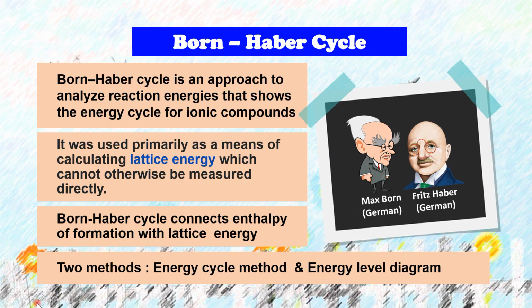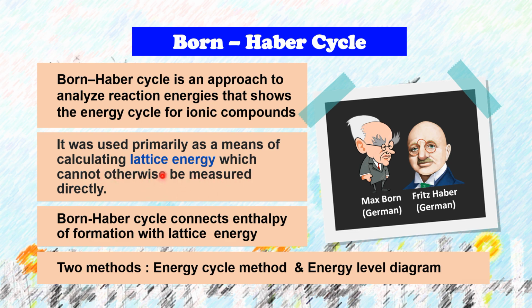Okay, now we move to Born-Haber cycle. The Born-Haber cycle is named after two German scientists, Max Born and Fritz Haber, a combination of both German scientists. So the Born-Haber cycle is an approach to analyze reaction energies that shows the energy cycle for ionic compounds. It was primarily used as a means of calculating lattice energy, which cannot otherwise be measured directly.